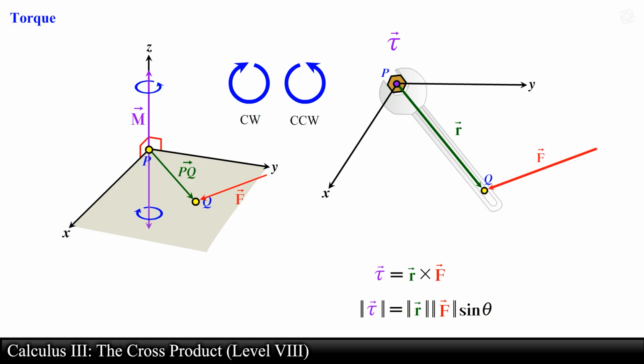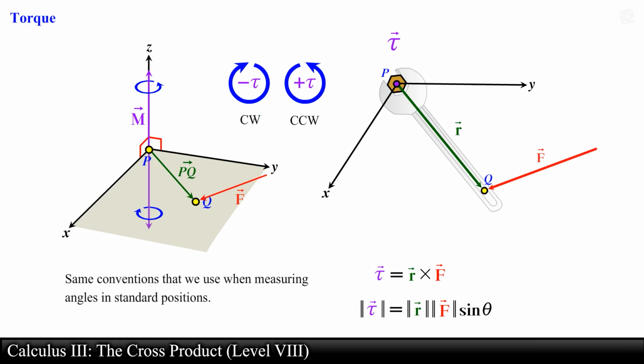By convention, we usually assign counterclockwise rotations to be positive torques, or have positive sense, and clockwise rotations are considered to be negative torques, those that have negative sense. This is the same convention that we use when measuring angles in standard position. We also use a dot to represent a vector that points out of the page or plane, and a cross to represent a vector that points into the page or plane.